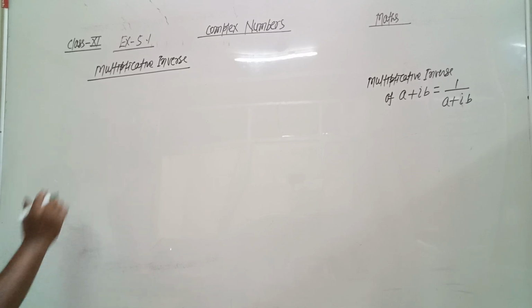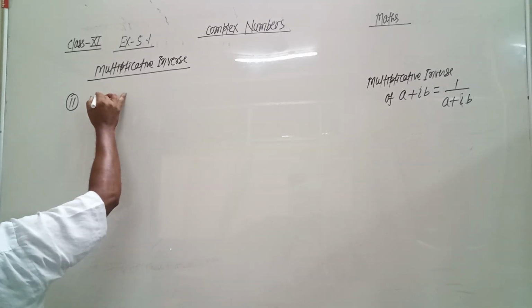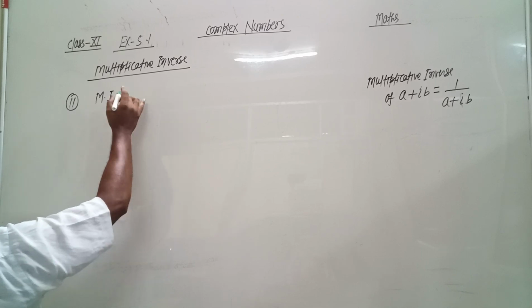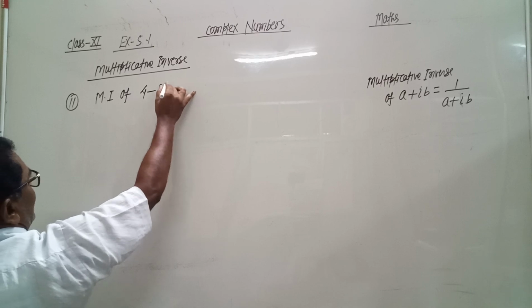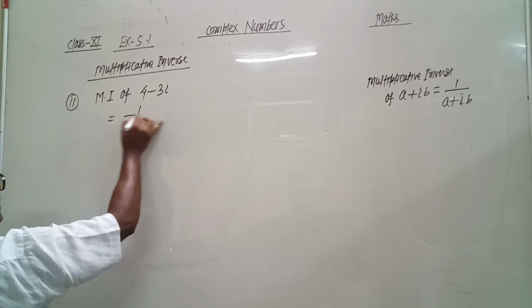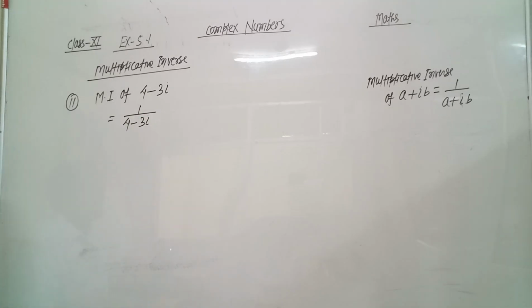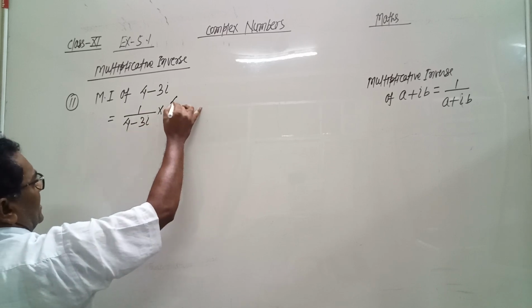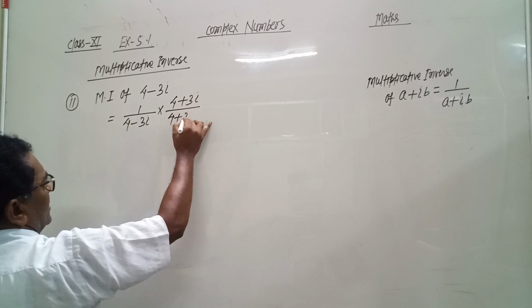So question number 11: we have to find the multiplicative inverse of 4 minus 3i. Multiplicative inverse in short form is represented by MI. So the multiplicative inverse of 4 minus 3i. We make it reciprocal, meaning 1/(4 - 3i), and then we rationalize by the opposite sign of the denominator, (4 + 3i)/(4 + 3i).